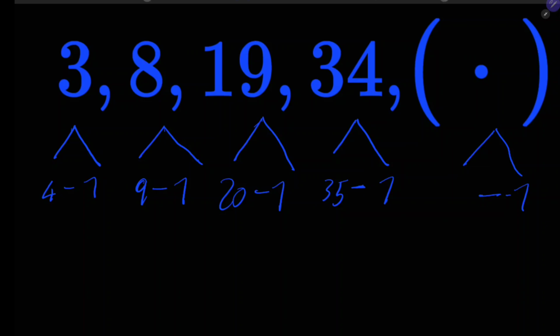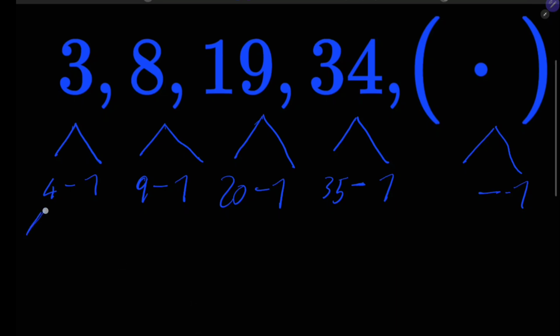But looking at this, you'll be like, hey, why are we doing this? If we continue doing this, you're going to see that we actually come out with a pattern, and from this pattern, we'll be able to solve this question. So from here, we see a pattern where we have 4, 9, 20, 35. And what do they all have in common?